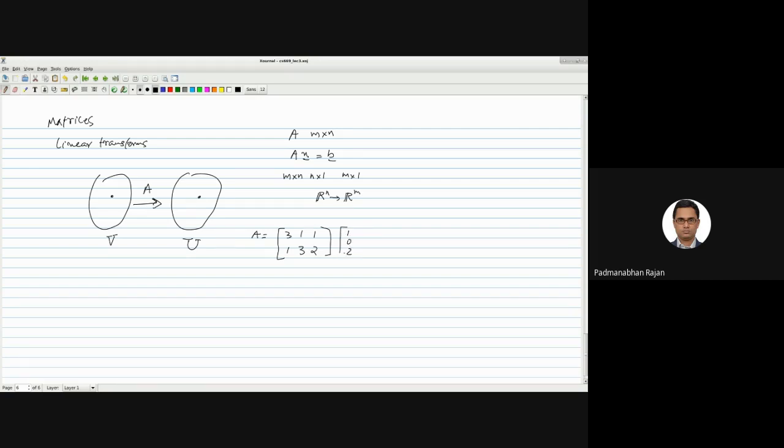One, 0, 2. What will this give me? 3, 1 are 3, 1 into 0 is 0. So this will give me 5. 1 into 1 is 1, 0 plus 4, 5. Okay, so essentially my element, which is my x, in R3 has become B, which is in R2.